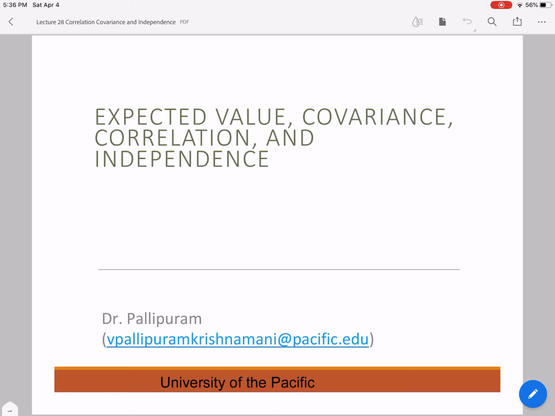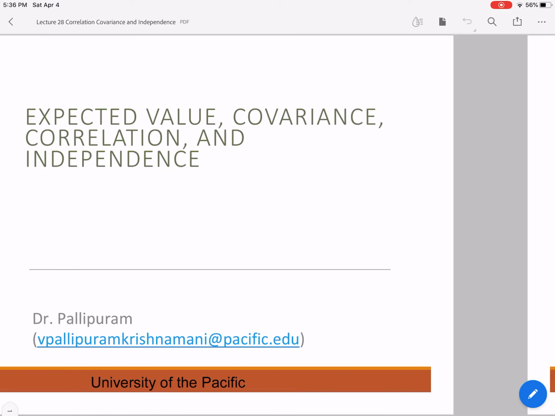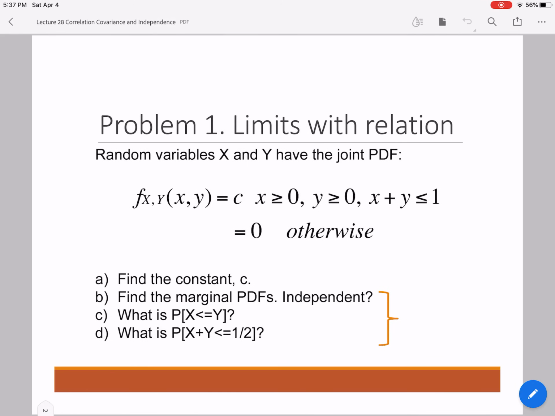In this lecturette, I'm going to introduce you to some other topics in joint random variables, and those are expected values when we consider joint random variables, covariance, correlation, and independence. We have already spoken about independence, but we'll see more into independence with respect to how it affects the value of covariance and correlation.